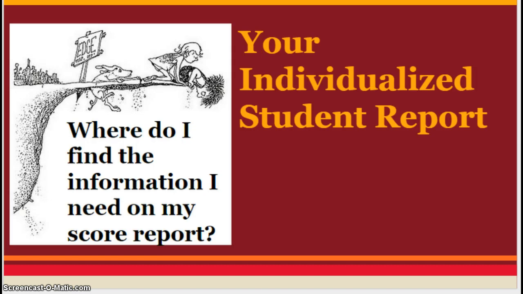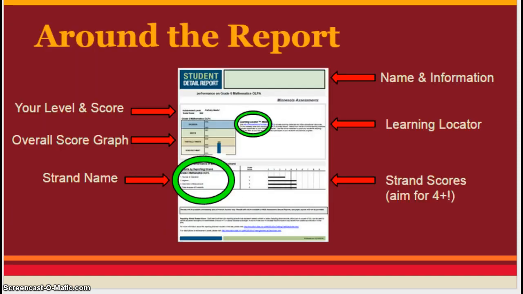Let's start with understanding your individualized student report. Where do I find the information I need on my score report? Let's take a look at the form. First, you'll see that you have your level and your score listed. You'll have an overall score graph, a strand name. You'll see your name and information at the top.